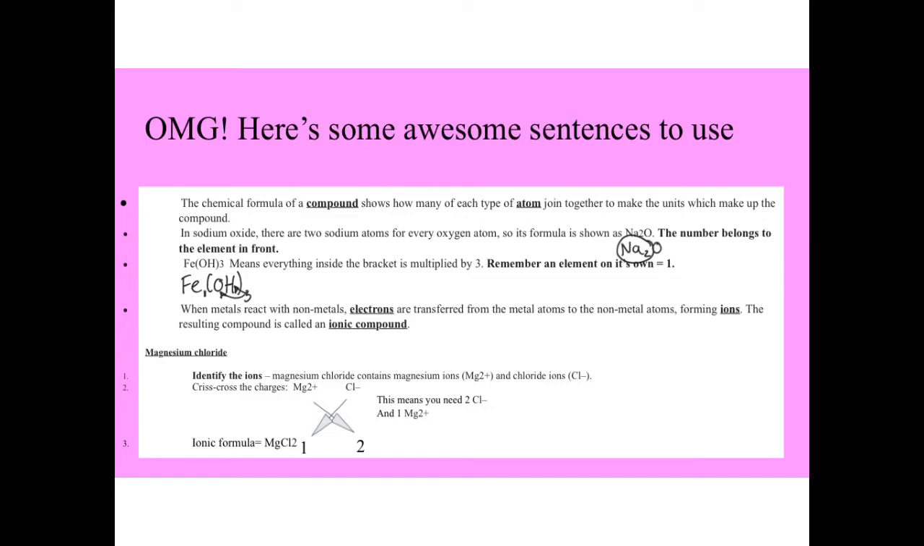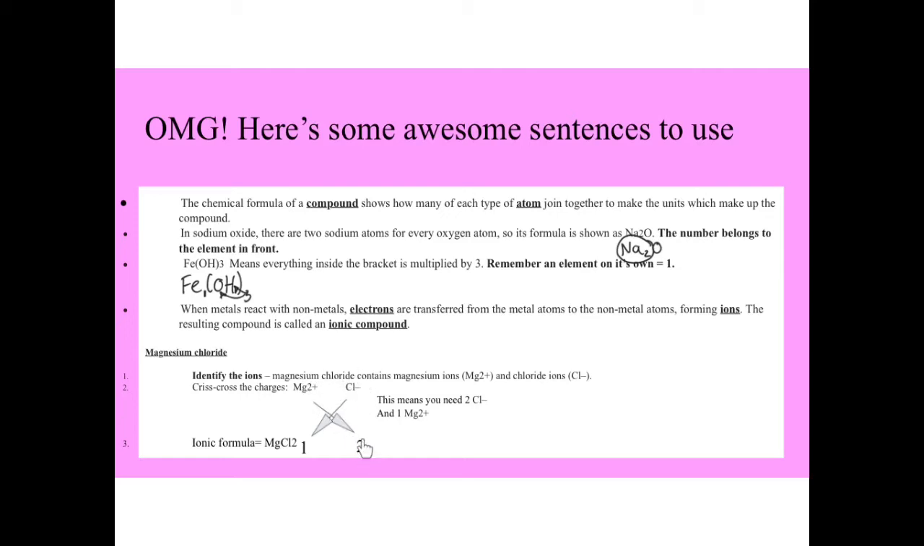When a metal reacts with a non-metal, electrons are transferred from the metal to the non-metal to form ions. This results in an ionic compound, okay? And sometimes they'll say, what is the formula of the ionic compound magnesium chloride? So what you have to do is turn to the back where your periodic table is and identify your ions. So magnesium 2+ and Cl-.